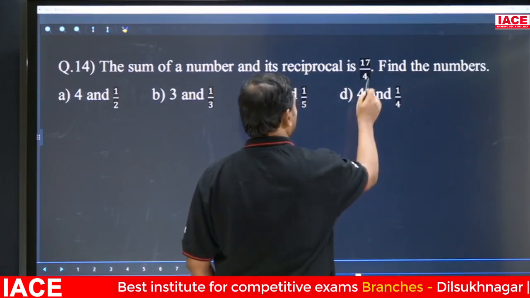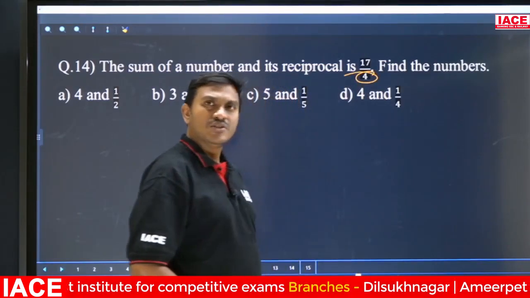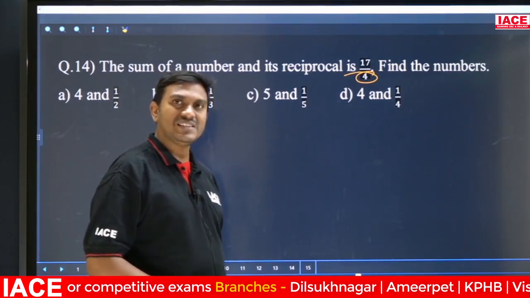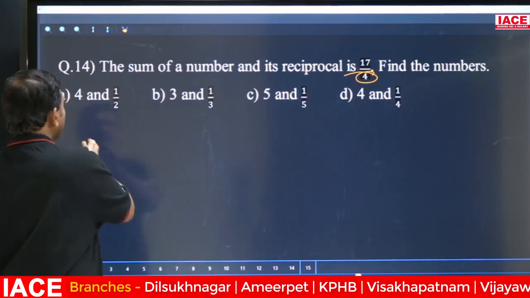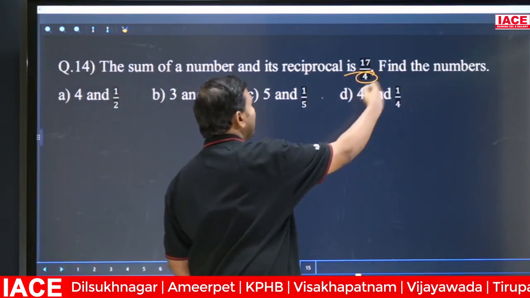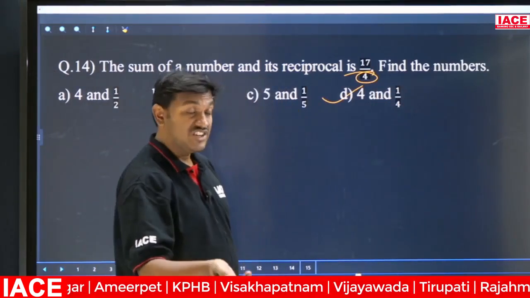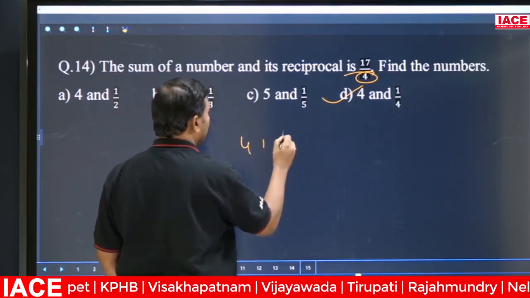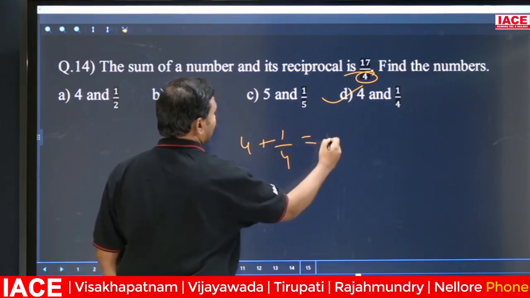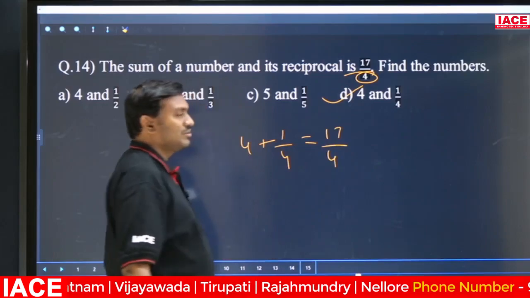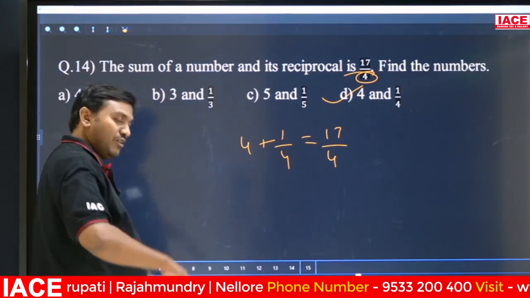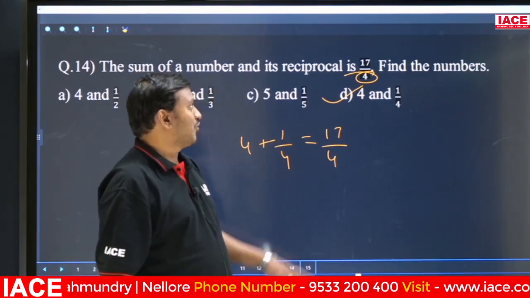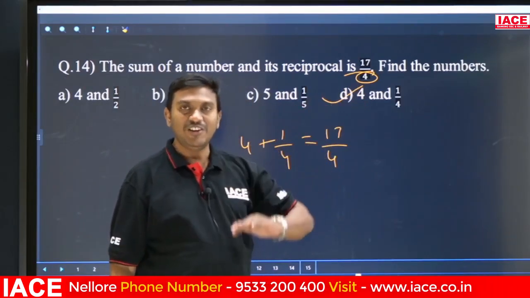No need to do actual calculation. The denominator is 4. So the denominator is 4, which means compulsorily the reciprocal's denominator will also be 4 only, right? So directly we can mark option D as the right answer and check whether 4 plus 1 by 4 is 17 by 4 or not. Exactly 17 by 4. So no need to do anything, simply go through the options. Options are also not required. Since 4 is there, compulsorily the denominator should be 4.